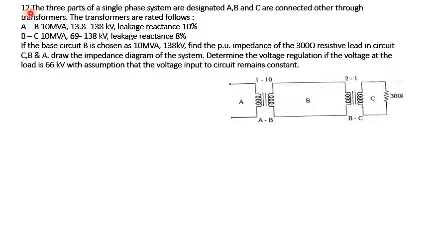Okay, this is something different compared to the previous one. The three parts of a single phase system, designated A, B, and C, are connected through other parts of the transformer. The ratings of the transformer are as follows. A to B is 10 MVA, 13.8/138 kV, leakage reactance of 10%. B to C is 10 MVA, 69/138 kV, and the leakage reactance of 8%.